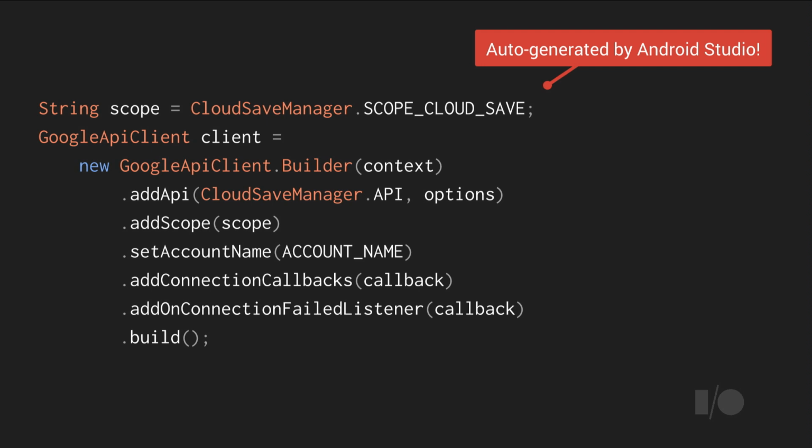So all you have to do is create a Google API client using its builder, add the APIs you want to use. In this particular case, it's cloudsafemanager.api. Then add a scope, add the account which the user selected, and add a few callbacks.